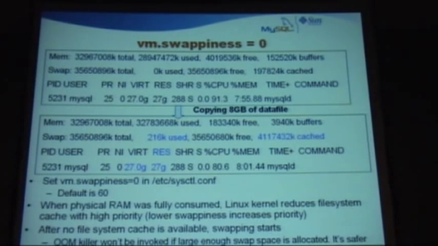After no file system cache is available, swapping starts. So if I allocate 35 gigabytes of memory space in MySQL, then swap starts. This is much safer than the OOM killer because swapping doesn't mean MySQL crashes, and it doesn't mean MySQL hangs for a long time. So swap is bad, but it's much safer than OOM. The general recommendation is using O_DIRECT, allocating enough swap space, and setting vm.swappiness to 0.